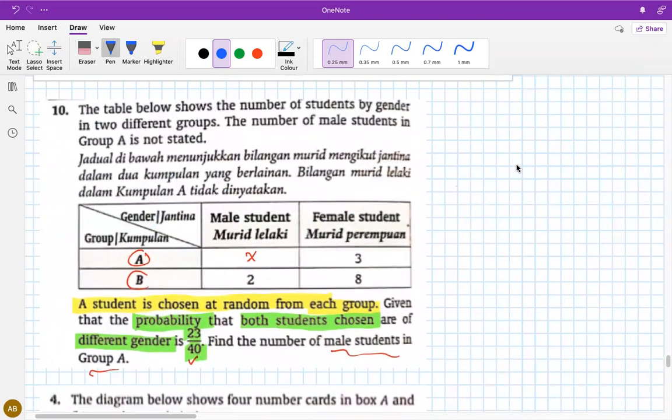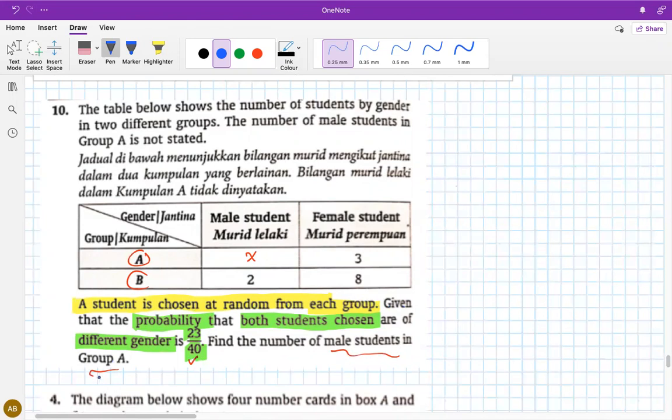So let's see. The table shows the number of students by gender in two different groups, and the number of male students in group A is not stated. A student is chosen at random from each group. Given that the probability that both students chosen are of different gender is 23/40, find the number of male students in group A.